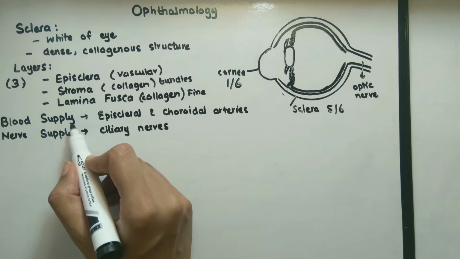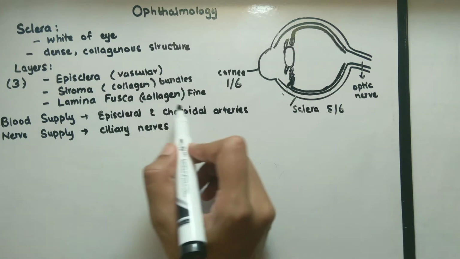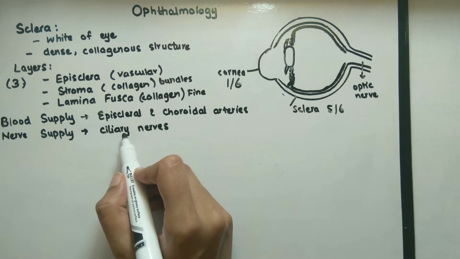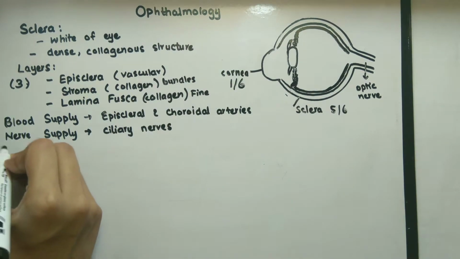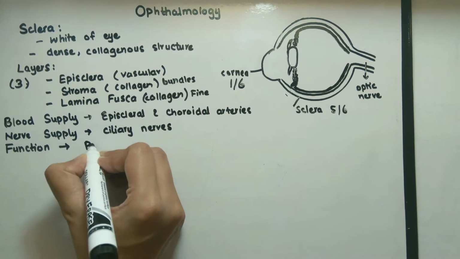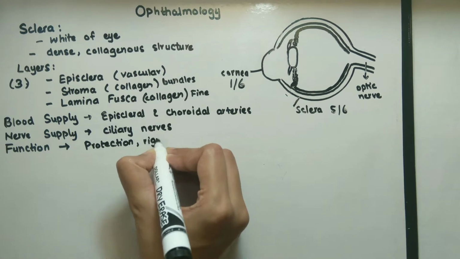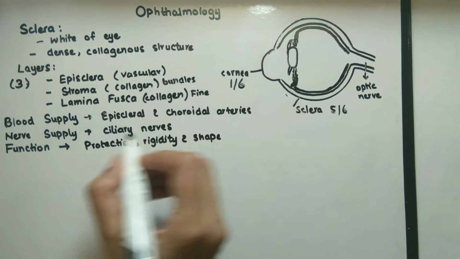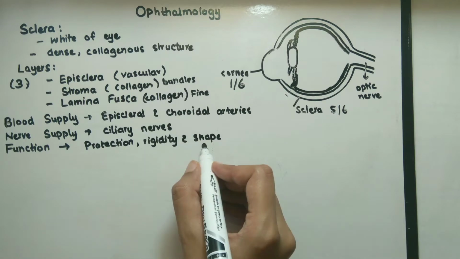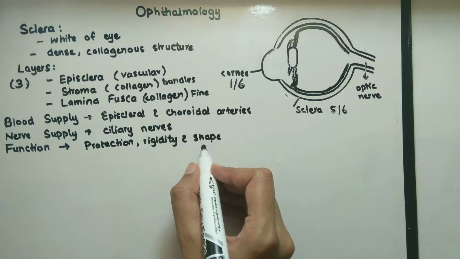Blood supply of the sclera is provided by episcleral and choroidal arteries, and nerve supply is provided by short and long ciliary nerves. Function of the sclera is to provide protection, rigidity, and it gives shape to the eye.